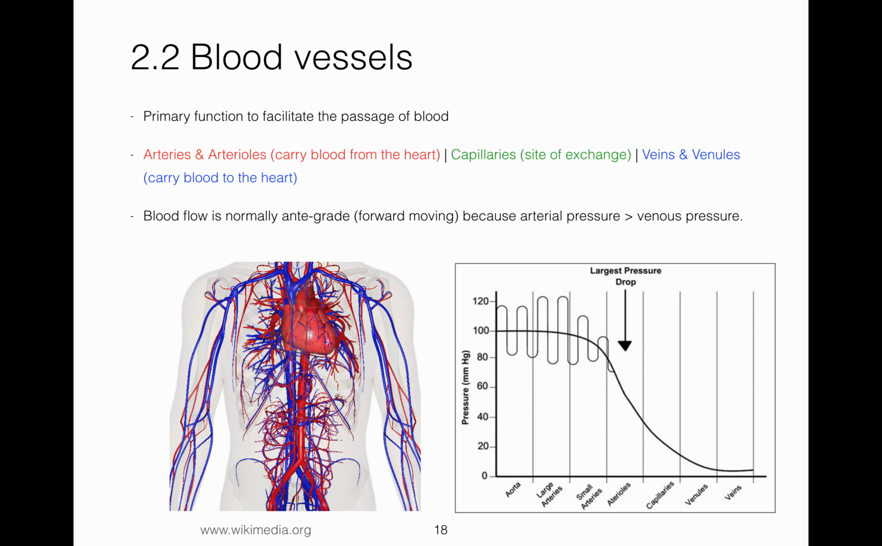The second of the 3 principal components of the cardiovascular system are blood vessels. The primary function of blood vessels is to facilitate the passage of blood, and all vessel types have an important function. Arteries and arterioles carry blood from the heart. Capillaries are the site where the majority of exchange between the blood and tissues occurs. And veins and venules carry blood back to the heart. Normally, blood flow through the cardiovascular system is antegrade, that is, forward moving, because arterial pressure is greater than venous pressure.